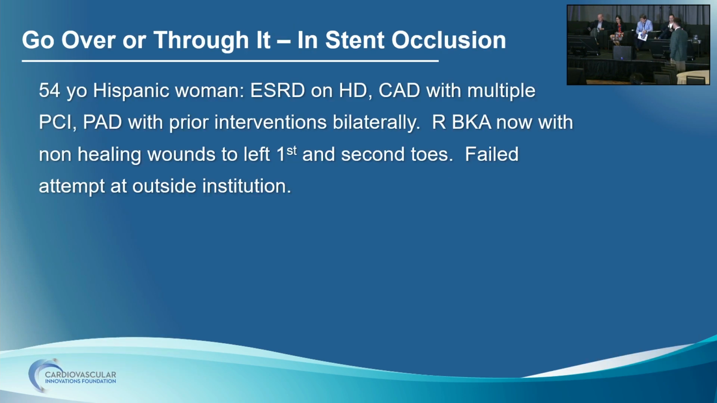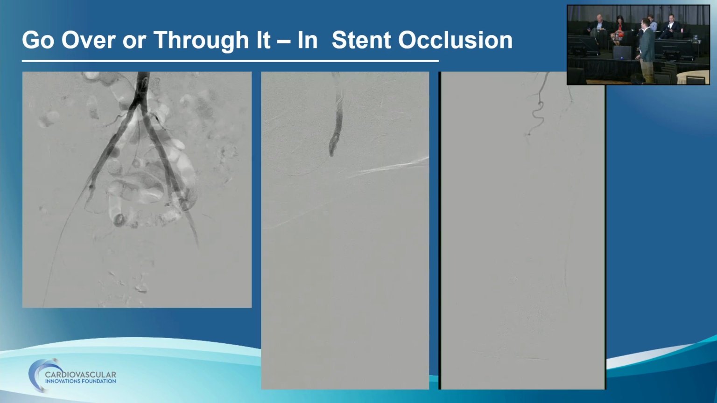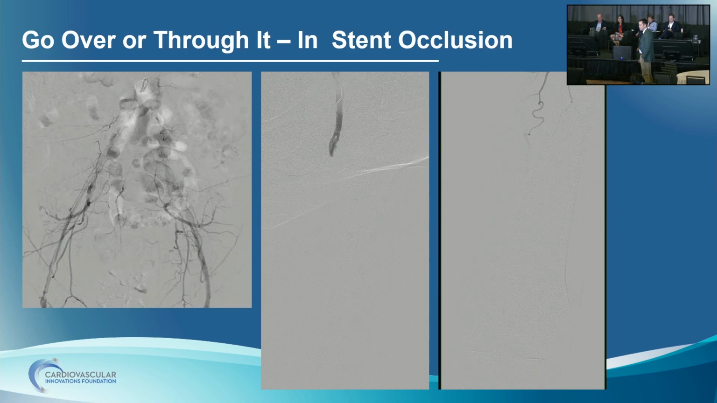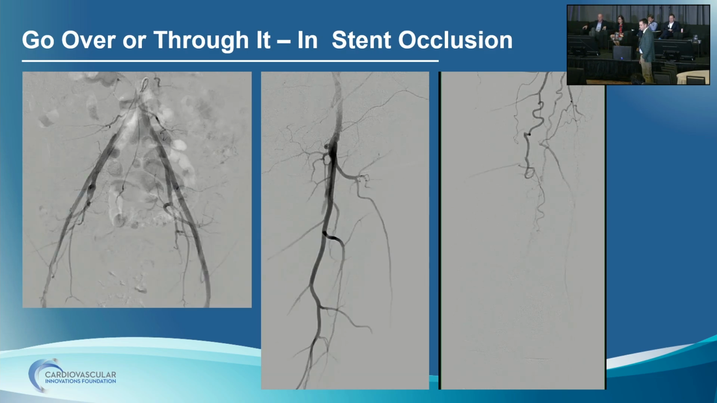So this is a 54-year-old Hispanic woman with ESRD, who already has a BKA on the right and has had prior interventions on the left, in-stent restenosis in her coronary stents as well, and is now here with a non-healing wound on her left first and second toes, and had a failed attempt at an outside institution. So she was transferred for a second attempt and second opinion. Here are her inflow and diagnostic angiograms.